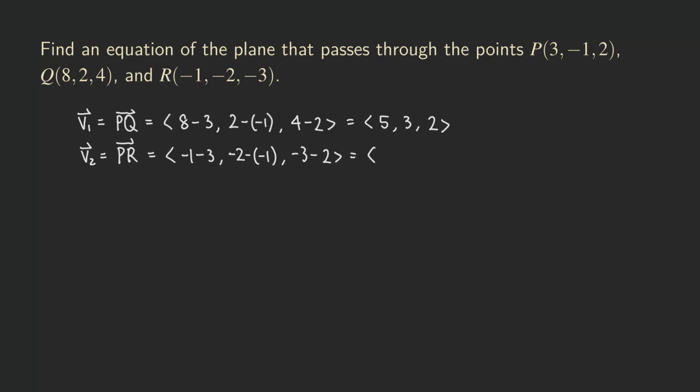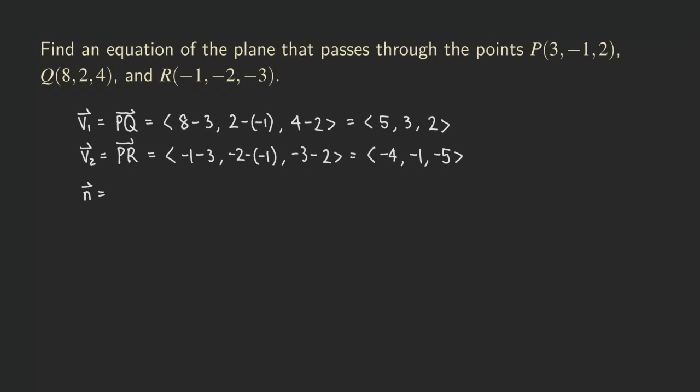Now we do the calculation. We get -4. Then -2 minus -1 is like plus 1, so we get -1. And -3 minus 2, we get -5. So now we have v1 and v2, and those 2 vectors lie in the plane. Now we need to determine the normal vector.